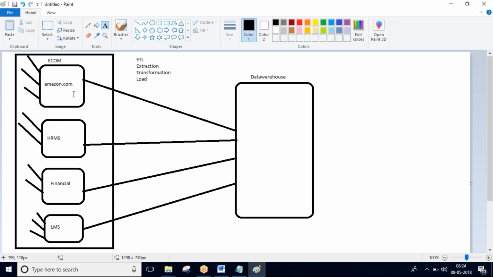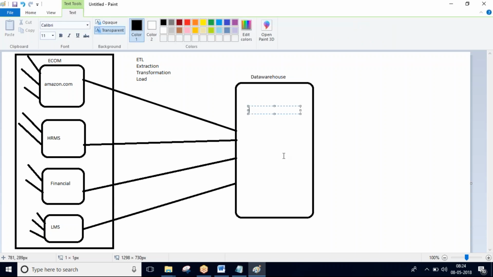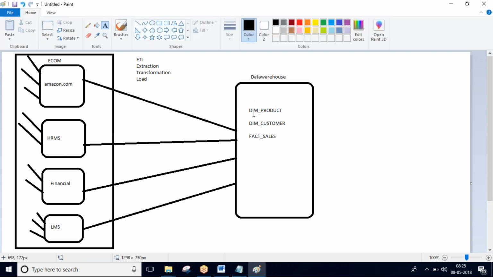Transformation: we can't just read all the data and then dump it into the data warehouse. Rather, we transform it according to our analysis purpose. We transform the data within the ETL server memory, and then load is nothing but inserting or updating the data. The data warehouse is again a database, so your data will be captured in the form of tables only. Maybe I have different tables like dim_product, dim_customer, and let's say fact_sales. Likewise, you'll have different tables which we design as a developer, and then we load the data into them.